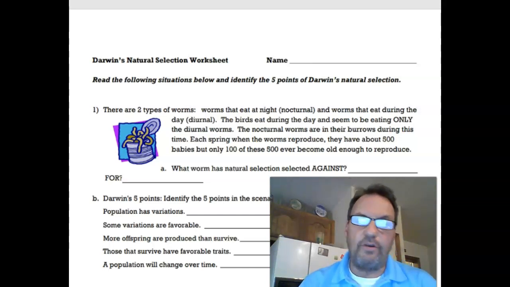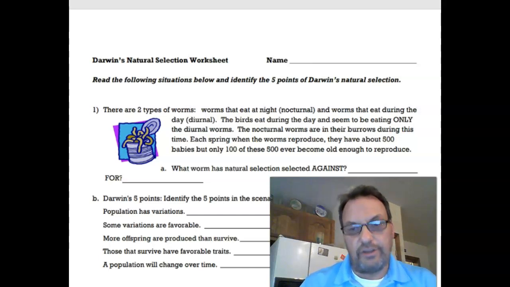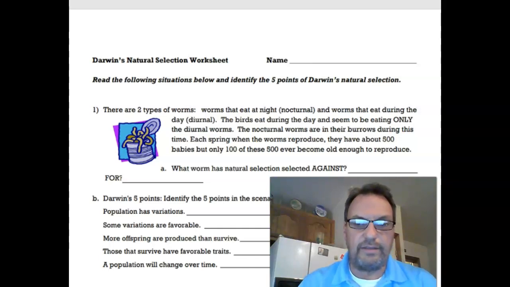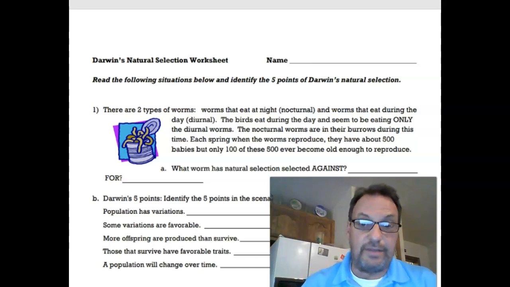There are two types of worms, worms that eat at night. These are nocturnal. If you hear of nocturnal creatures, these are anything that's up at night. We think about bats being nocturnal. I know the coyotes at my house, I hear them at night. It seems like they're doing a lot of yelping and crying.